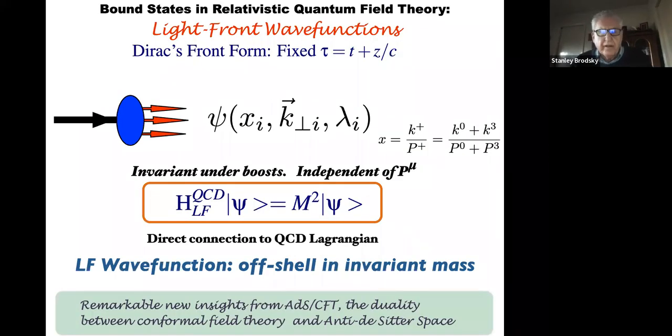Now, how do you think about this? Well, if you start with the Lagrangian of QCD, you can define the Hamiltonian of QCD in the front form, and its eigenvalues are M squared. And the eigensolutions are the light-front wave functions we know for phenomenology. One of the things I'm going to discuss is that anti-de Sitter space, which gives you a duality between conformal field theory and anti-de Sitter space, is a tremendous hint to how to get to this physics. And then you'll see how this has an impact on color transparency and intrinsic charm.